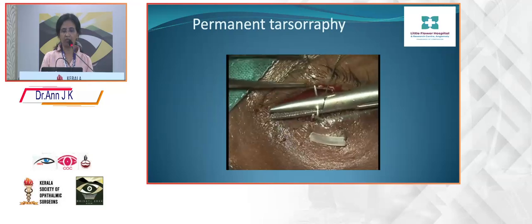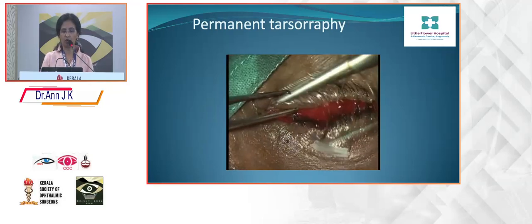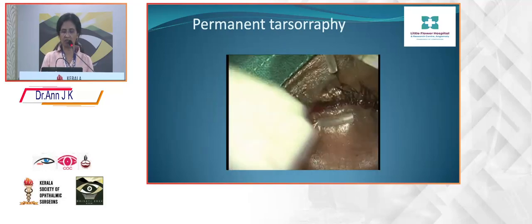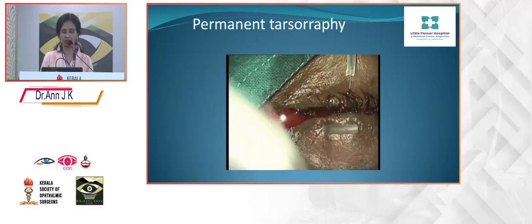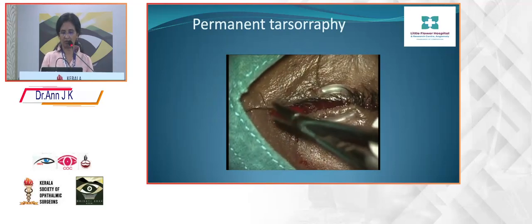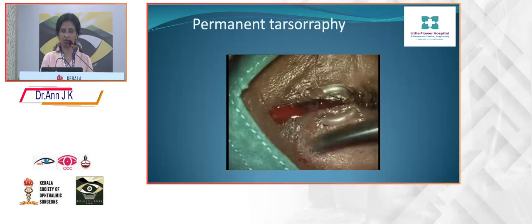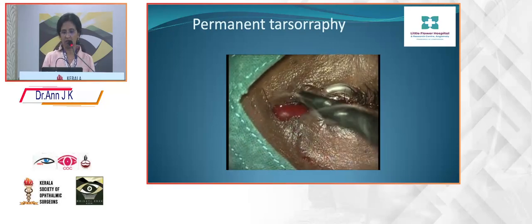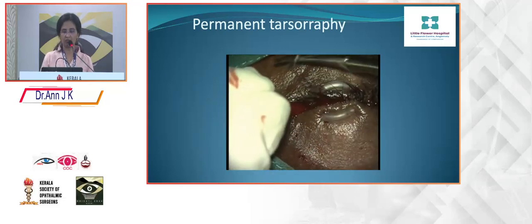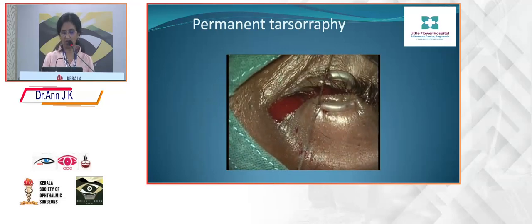And there should be a tight approximation to form a band fibrous attachment between these two lids. And if at all there are some eyelashes, take them out, otherwise they will cause abrasions to the cornea. And suture removal is done after 2 weeks, and by that time we expect the adhesions to be formed.